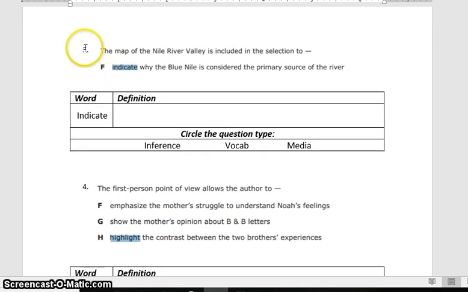Number 3. The map of the Nile River is included in the selection to blank. F. Indicate why the Blue Nile is considered the primary source of the river. Indicate. What is the definition of indicate? And what type of question is this? Inference, vocabulary, media.